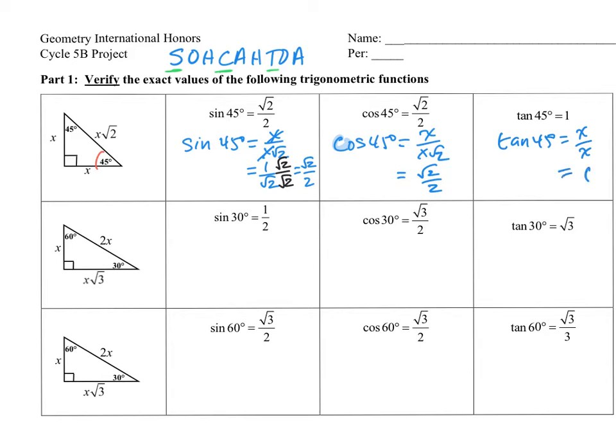These are the values you want to memorize. The sine of a 45-degree angle is the square root of 2 over 2. The cosine of a 45-degree angle is the square root of 2 over 2. And the tangent of a 45-degree angle is 1.